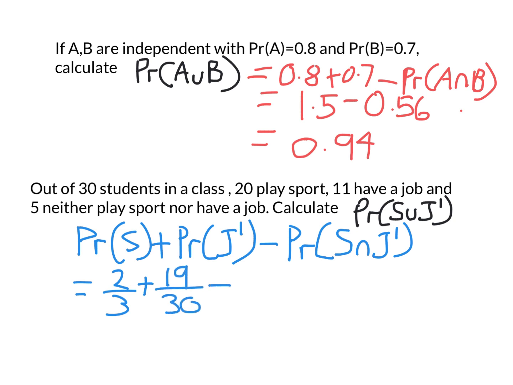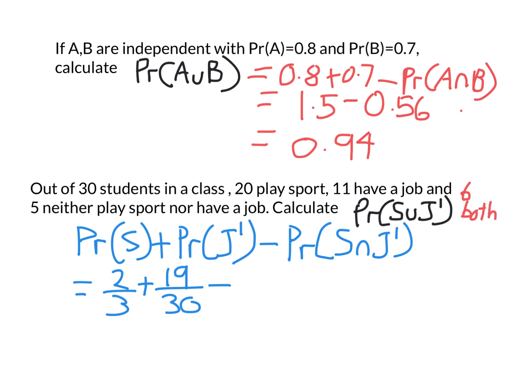All right, what's the probability of S and not J? That is the probability they play sport and do not have a job. Now, we have no reason to think that these two would be independent, so we can't just go this times this here. So let's figure it out. Well, notice here, 20 plus 11 plus 5 is 36. We have double counted by 6 because there were only 30 students in the class. So there are 6 students who both play sport and have a part-time job.